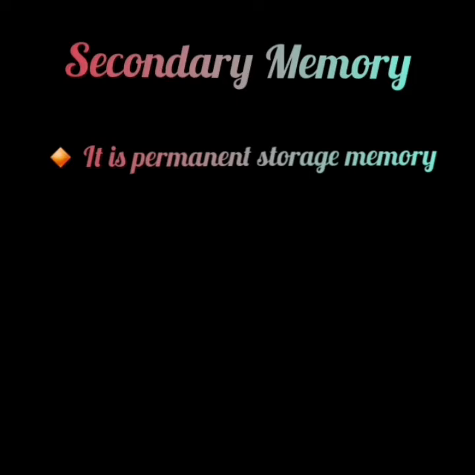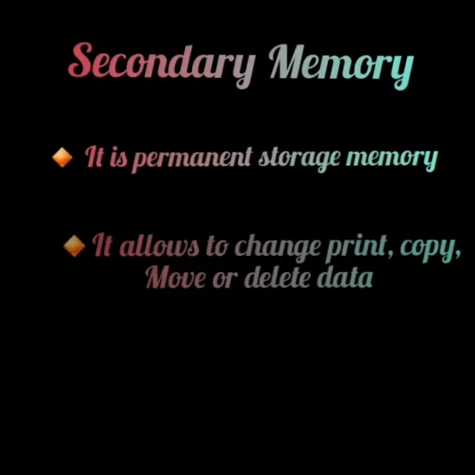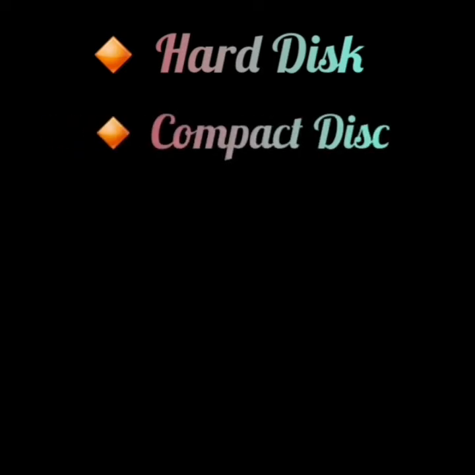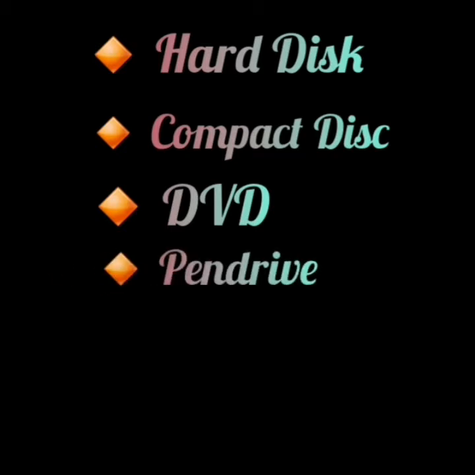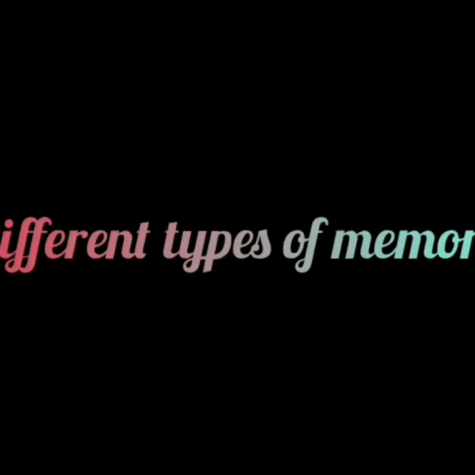Second, secondary memory. It is a permanent storage memory. It allows us to change, print, copy, move or delete data whenever required, like hard disk, compact disc, DVD and pen drive, which are some storage devices of a computer. So let us learn about the different types of memory.